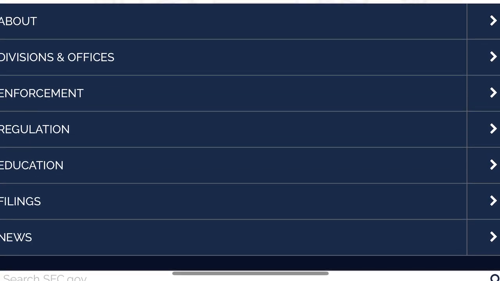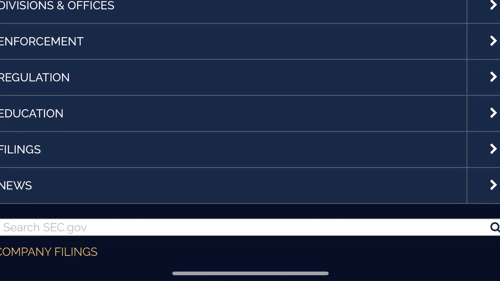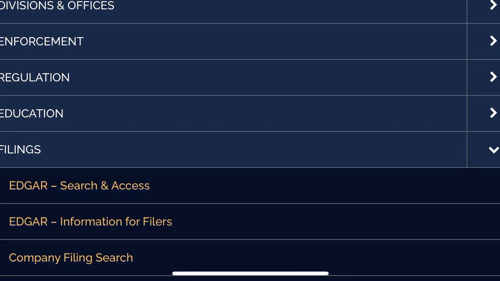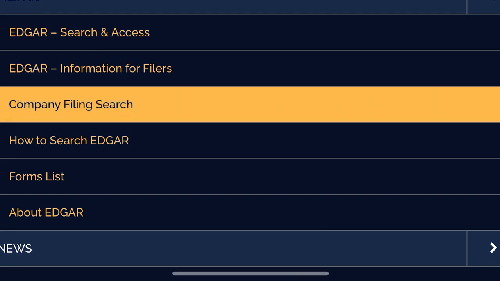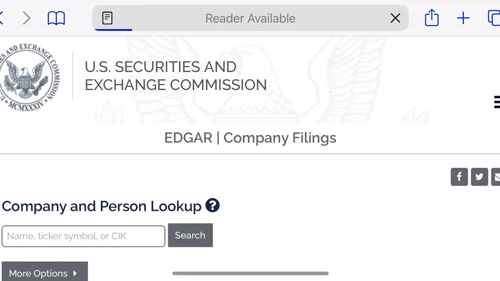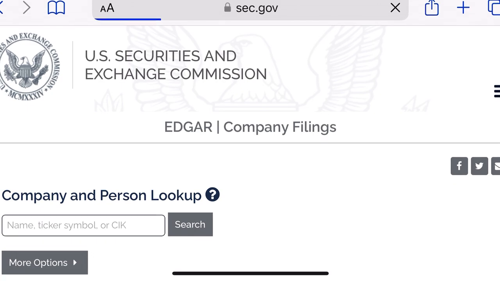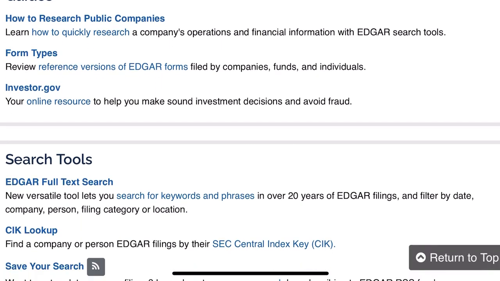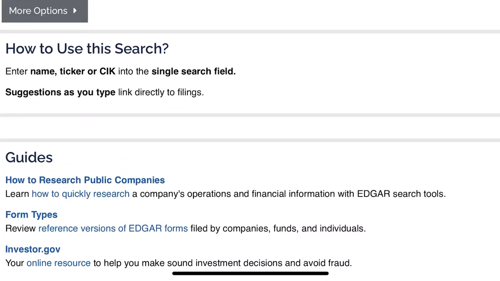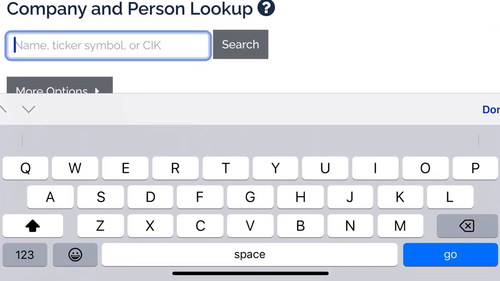And again, there's all sorts of information here. The main thing we're going to want today is filings. Edgar is kind of their filing system. It's a place you can search and find all sorts of things. I just click company filing search right there in the middle. And it'll take a second to load, and it pulls up. Once we get here, there's some how-tos even in here, which is great. It's pretty simple, though. You just click there.